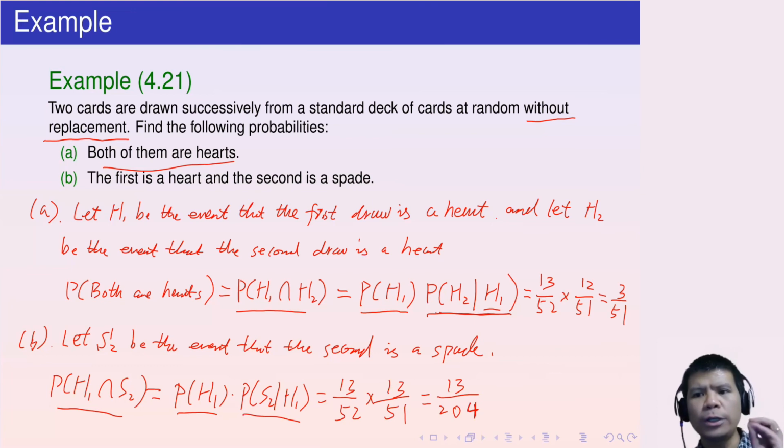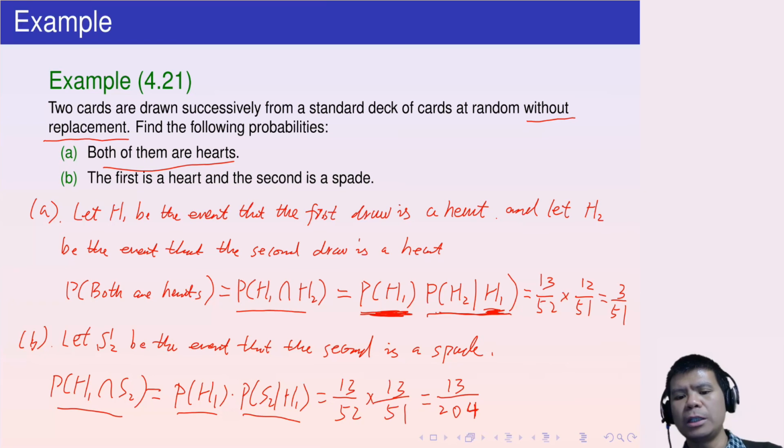Okay, so be careful here. We use the product rule, right? By using the product rule, we can find these probabilities. Now, you have to be careful. If this is H1, then for the conditional probability here, H1 serves as a condition. Usually it follows some sequential order: you draw the first and then the second. So that's why we are having this.